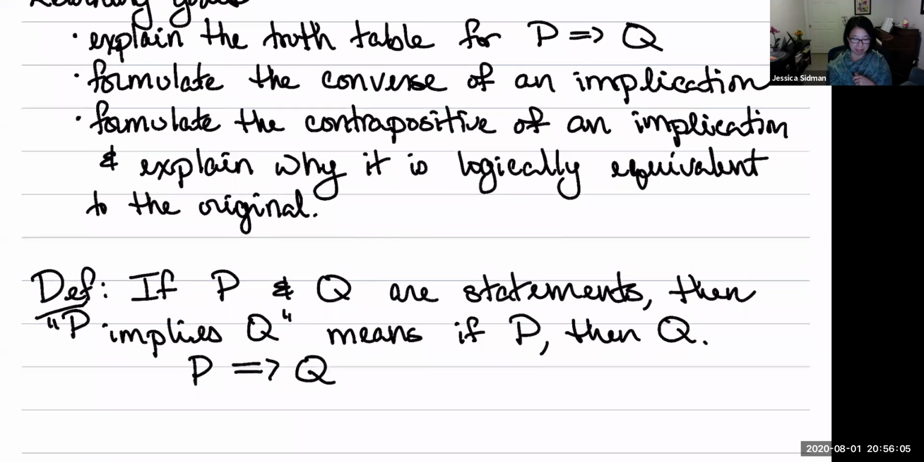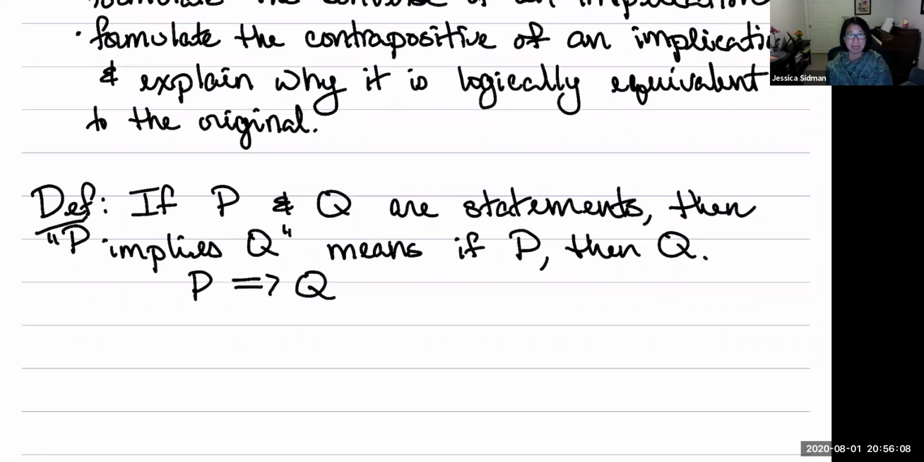Let's begin with the definition of an implication. If P and Q are statements, then P implies Q is the same thing as saying if P is true, then Q is true. We often write that as P, and then this funny arrow that has two bars, implies Q. Those two bars are really important. In mathematics, when you see an arrow written like this, it exactly means the word implies.